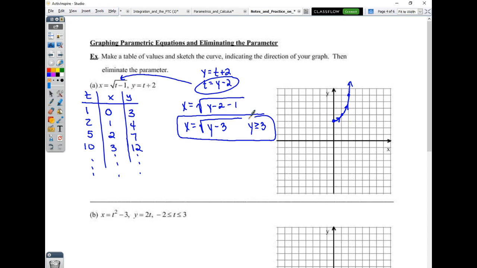Now, an interesting thing: this eliminated parameter does not have one solution. There are two equations that I could use for this. I could make this in terms of y. I could say that y is equal to x squared plus 3, but now when I do my restriction, what's my restriction going to be? Ooh, now this.